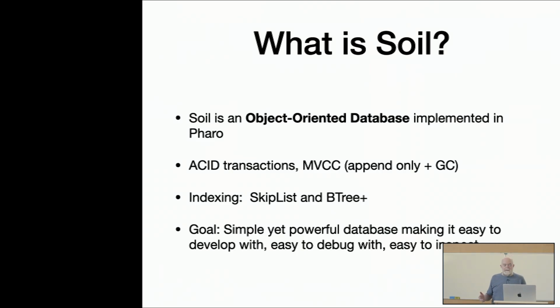Another component which is very important is the indexing. So we do have an indexing system, and we will see an example towards the end, which implements both a skip list version and a B+ tree version. And the goal of soil is to have a simple yet powerful database that makes it easy to develop with, but that makes it easy to develop soil itself too.